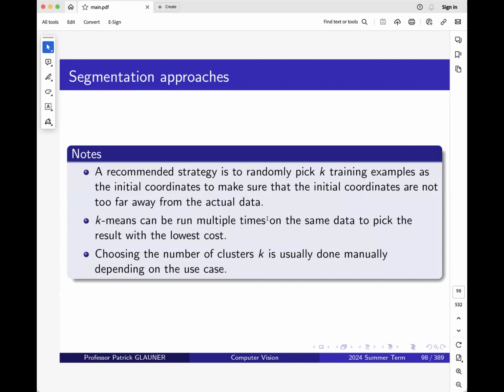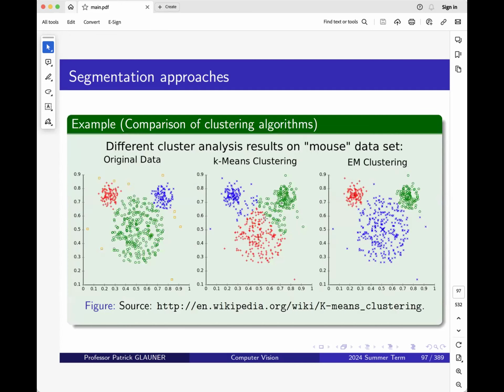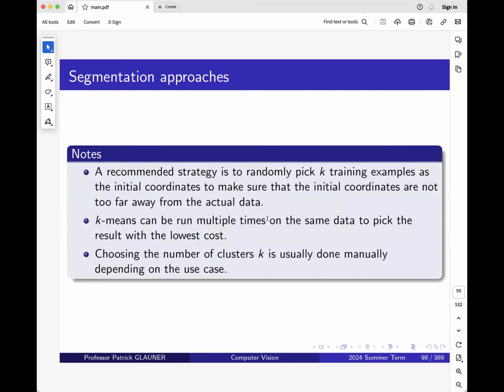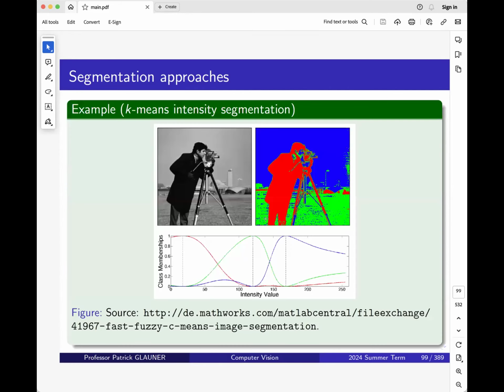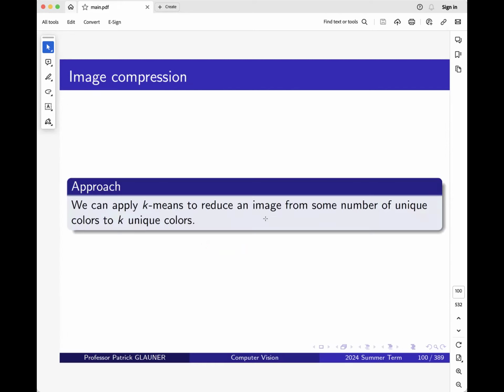There are also other clustering algorithms, like a hierarchical clustering approach. They would try to estimate the number of clusters that actually make sense for your data set. Something like this can also be found in various machine learning libraries. We will now see that we can also use k-means for image compression.